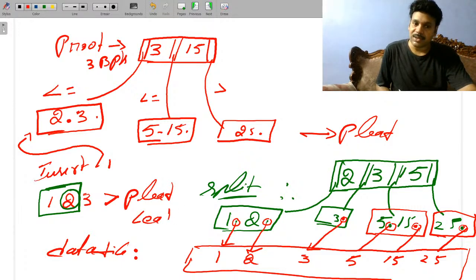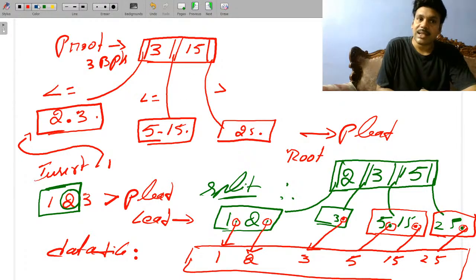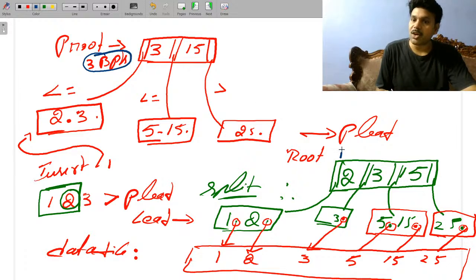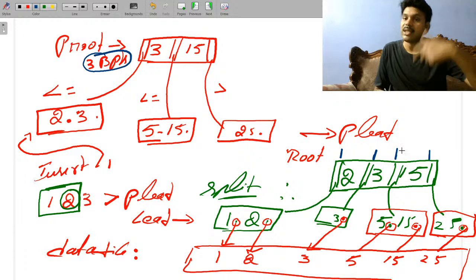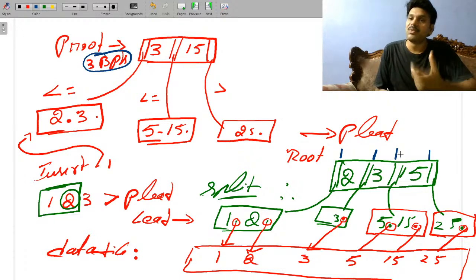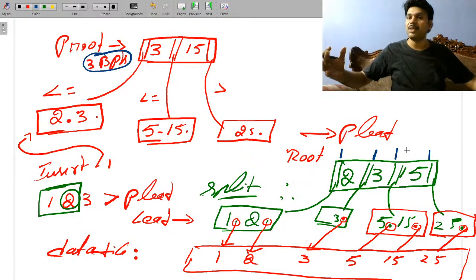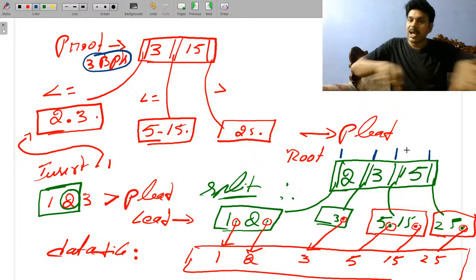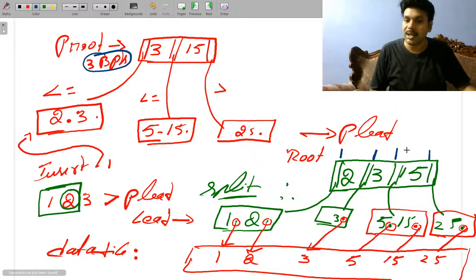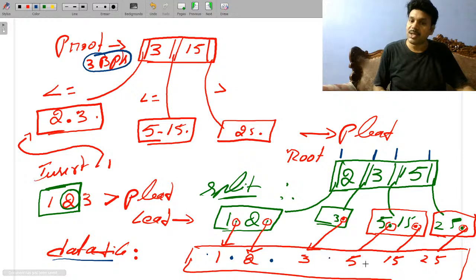So this is your leaf and this is your root. But there is a problem with root. What is the problem with root? The maximum block pointers I mentioned as 3 only. But here you got how many pointers? 1, 2, 3, 4. Therefore, this again further splits. So 3 will go up, 2 and 15 will be your left and right children, and the leaf node is as usual. So this is your data file, how the records are going to be retrieved.